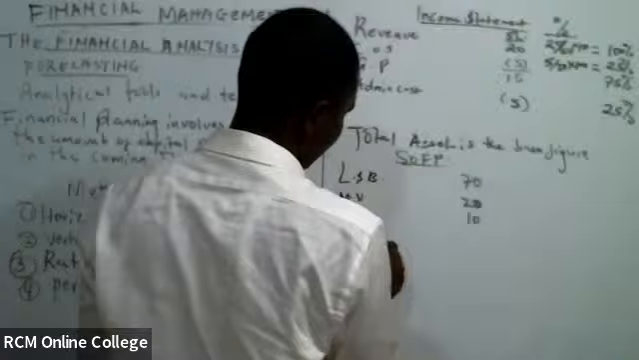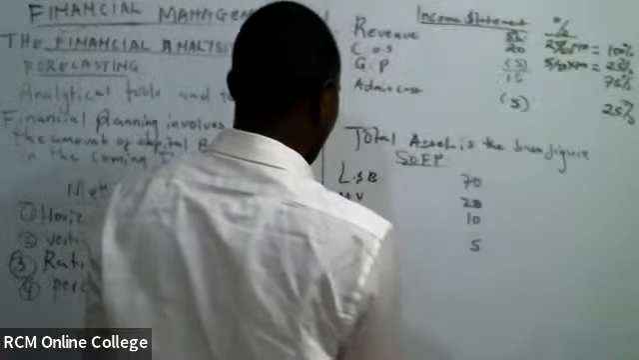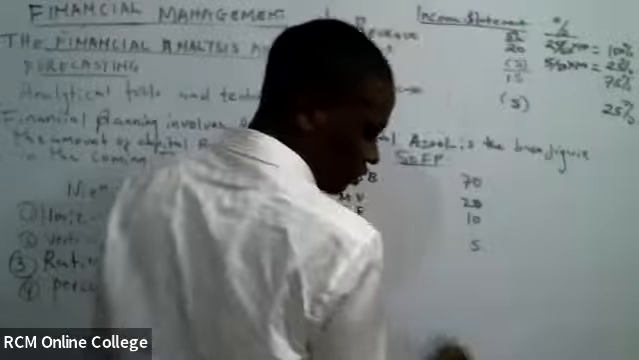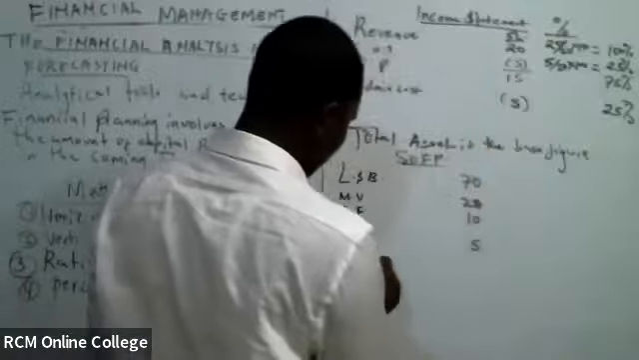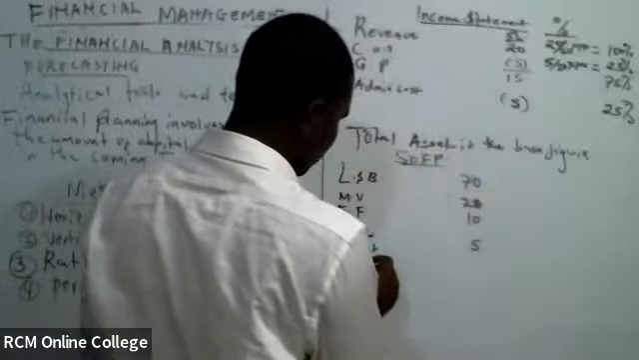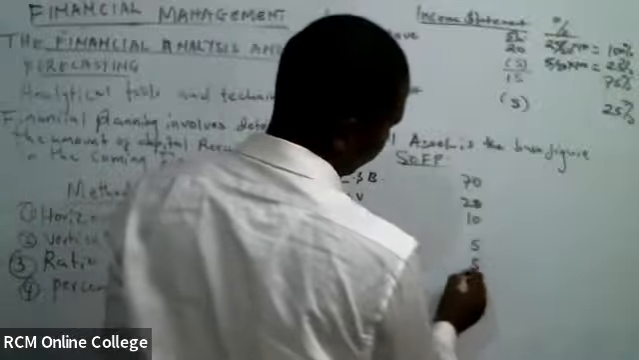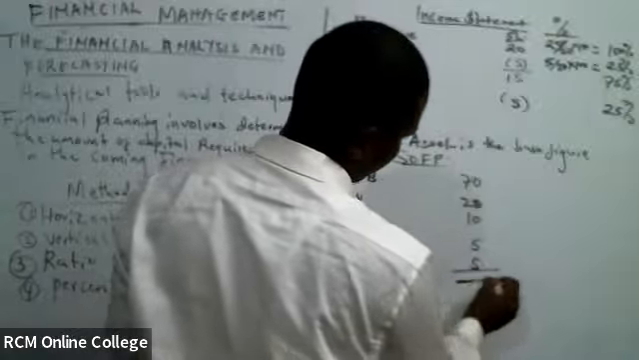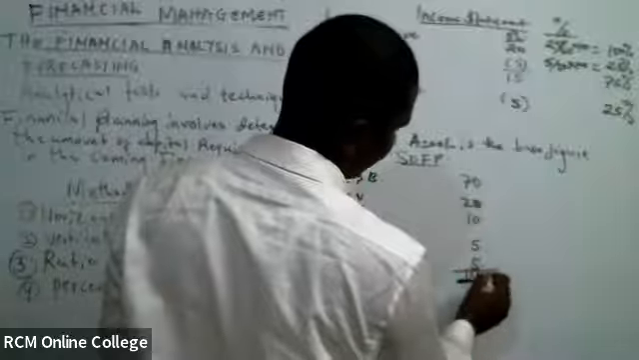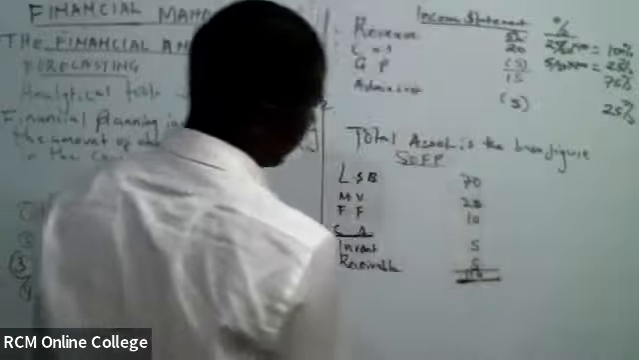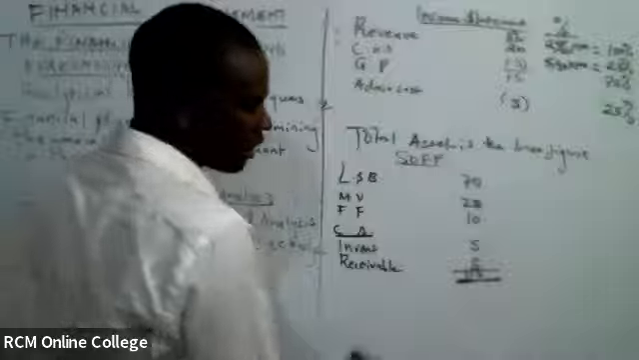Inventory. I have maybe inventory of 5. And then receivables of 5. So my total asset class here will be 110. That is total asset.